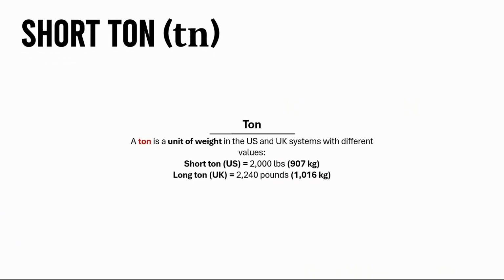Short ton, TN. A ton is a unit of weight in the US and UK systems with different values. Short ton, US, 2,000 pounds, 907 kilograms. Long ton, UK, 2,240 pounds, 1,016 kilograms.